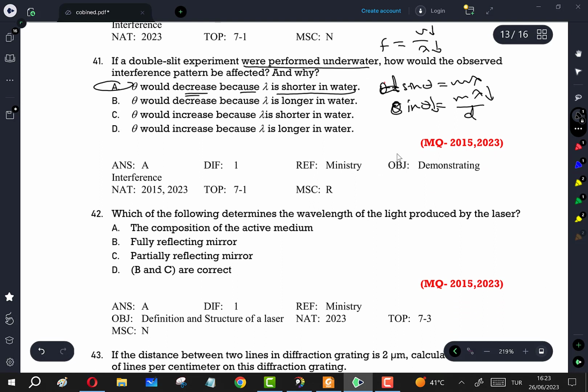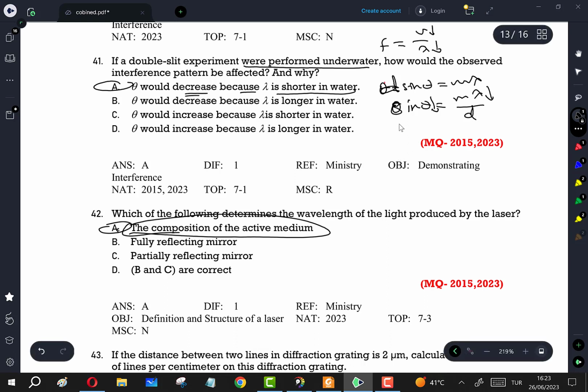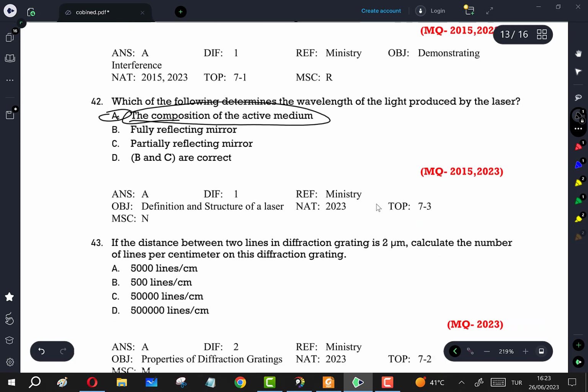Question number 42. Which of the following determines the wavelength of the light produced by a laser? It is just one thing, the composition of the active medium, meaning the types of the molecules. So the type of the elements is the correct choice. B and C are about increasing the intensity of the light, not the wavelength of the light.